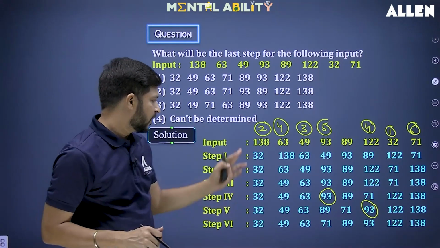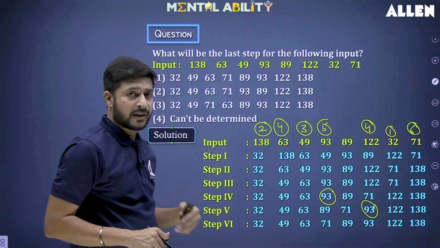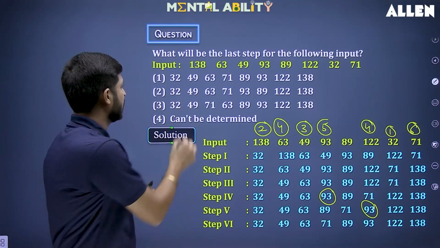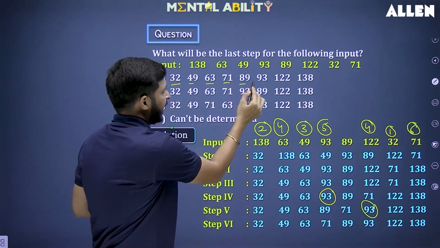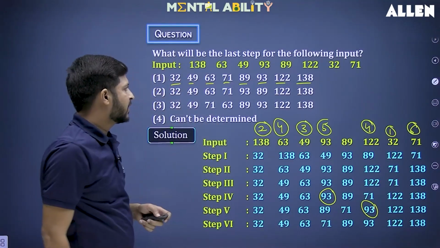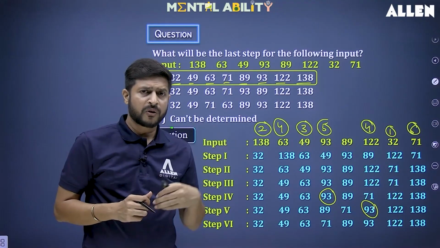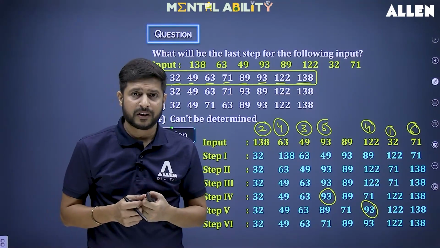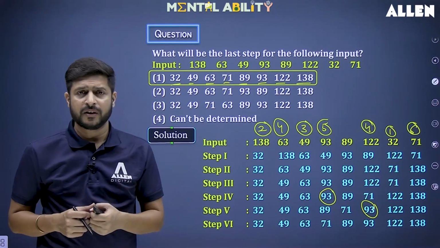So corresponding to this particular input, step number 6 will be the last step. And if you notice the options over here, 32, 49, 63, 71, 89, 93, 122, 138, this will be the correct answer for this question, which is option number 1. So it was easy to answer the question once we understood the logic. Now it becomes very easy for us to find the answers to the given questions.